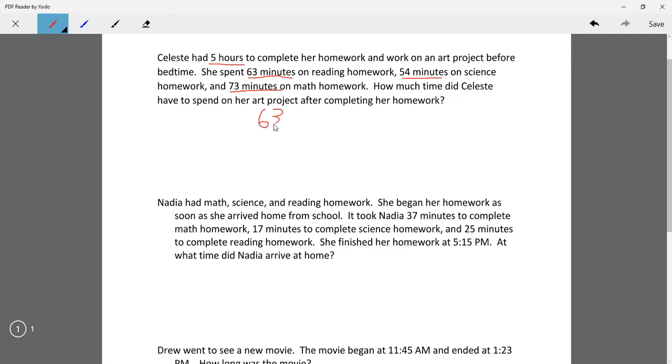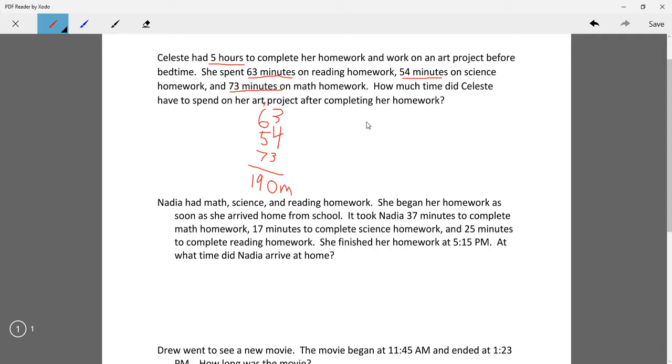So let's first add these up. 63 plus 54 plus 73. And 3 plus 4 is 7, plus 3 is 10. Carry the 1. 1 plus 6 is 7, plus 5 is 12, plus 7 is 19. So that is 190 minutes.